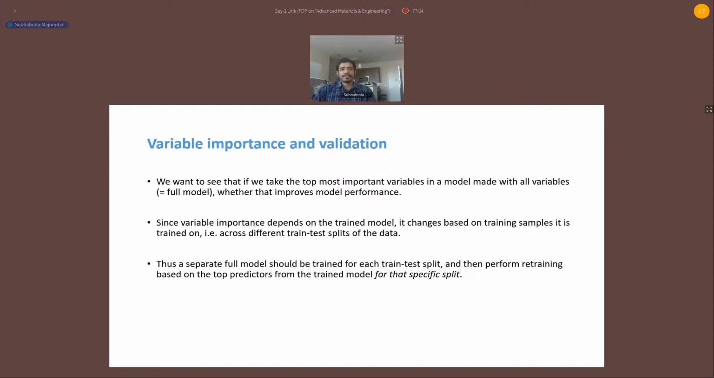Because training a model using a small number of descriptors has a lot of computational savings. You don't need to calculate all the descriptors, you just need to get these and you're done. So that's sort of the motivation.